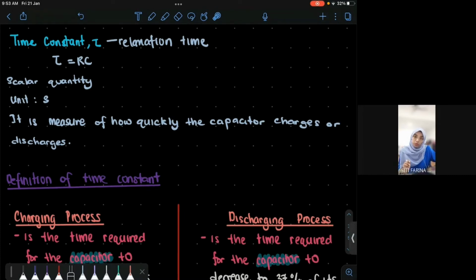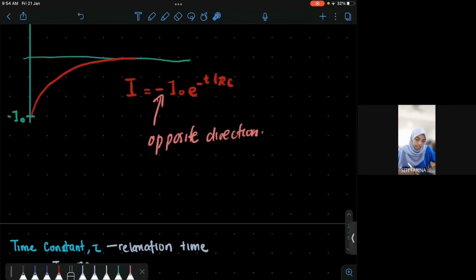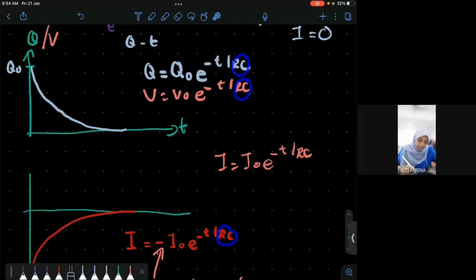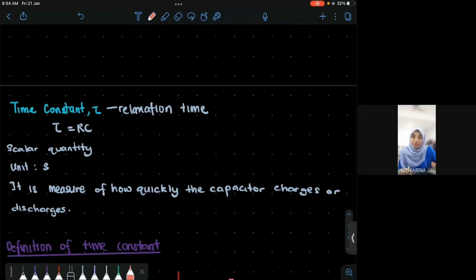Okay, so time constant. Apa itu time constant? Time constant sebenarnya is the quantity RC that appears in the charging discharging process. Kalau kamu tengok balik equation kita dekat sini, kita ada RC, betul tak? Darab dengan RC. Okay, RC ni semua is also known as tau. So kita boleh juga tulis T over tau. Okay, dia adalah time constant. Okay, ataupun kita panggil relaxation time of the circuit.